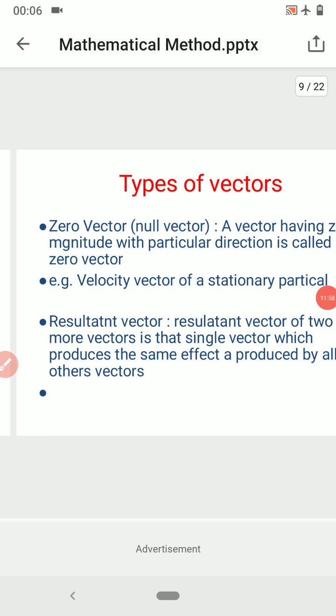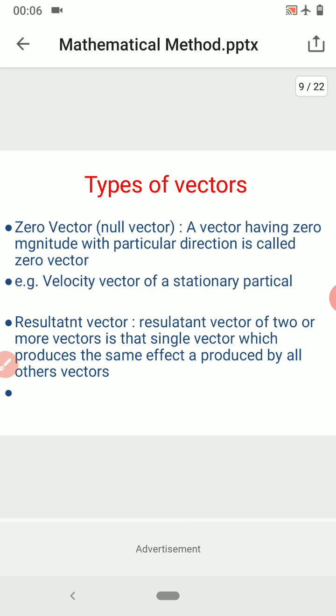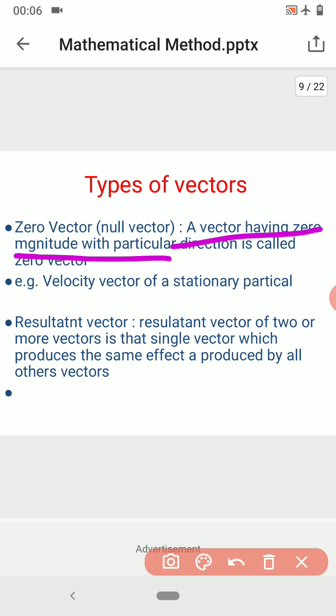Now, the next slide shows you the types of vectors. How many types of vectors are there? First one, which is included in your syllabus also, is the zero vector, or it is called the null vector. Null means the magnitude is zero. So the vector having zero magnitude with a particular direction, but it has some direction, is called a zero vector. So the velocity vector of a stationary object or stationary particle is the null vector.